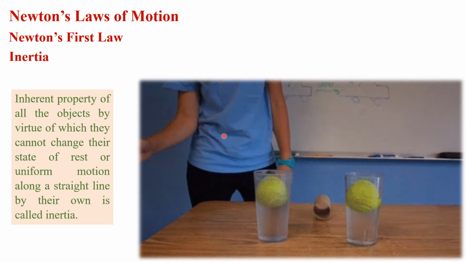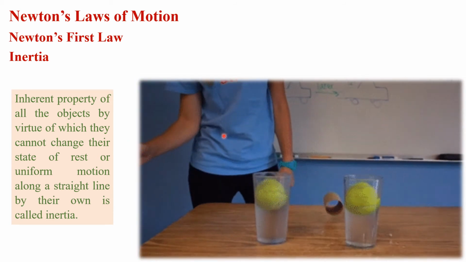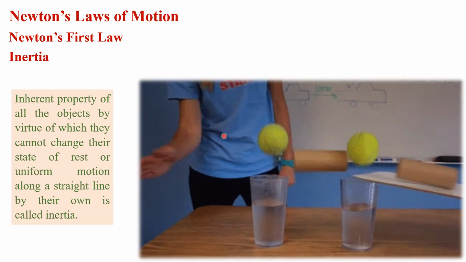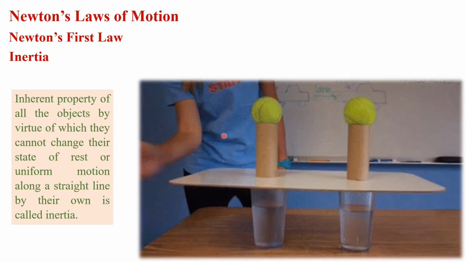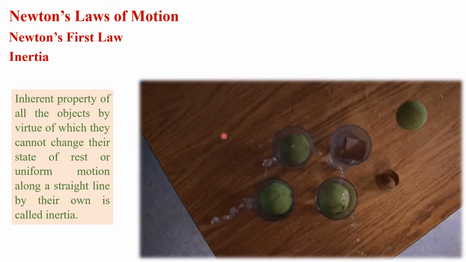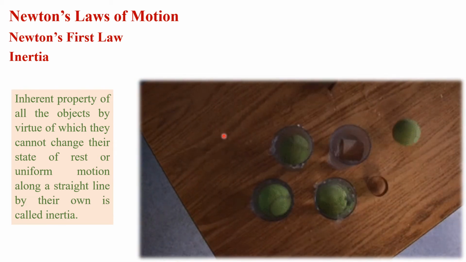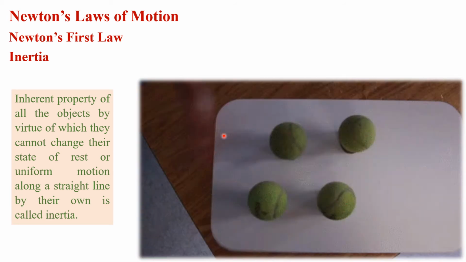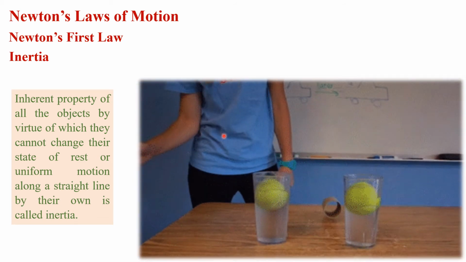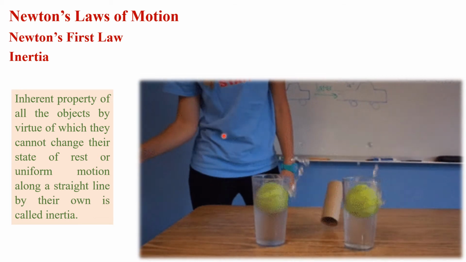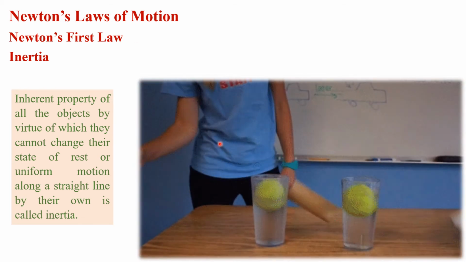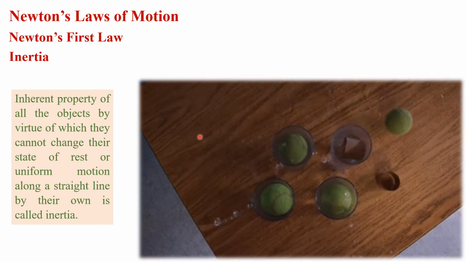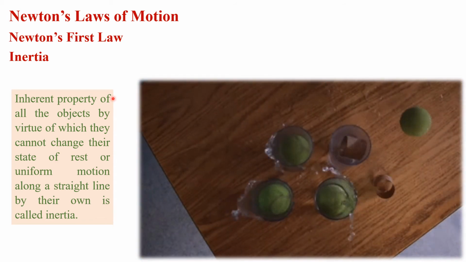These two balls are in a state of rest and are placed on the cardboard. When we suddenly remove the cardboard, these balls go directly into the glasses. Because both the balls have their own inertia, due to inertia these balls try to remain in the state of rest, and when we move the cardboard, these balls go directly into the glass and do not move with the cardboard. This is the property of objects that is called inertia.